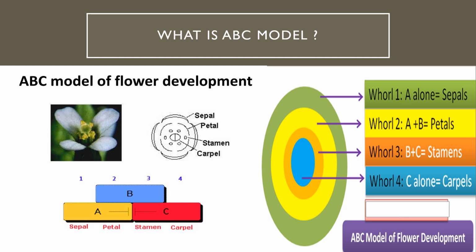So see here, in whorl one, only when there is a presence of A alone, it forms sepals. So this outer layer of a flower denotes sepals. Then the inner layer present just beneath the sepals is petals, which is formed by whorl two, that is class A and class B genes together. Then stamens are formed by class B genes plus class C genes, which form whorl three. Then whorl four consists of only C gene, which forms carpel.